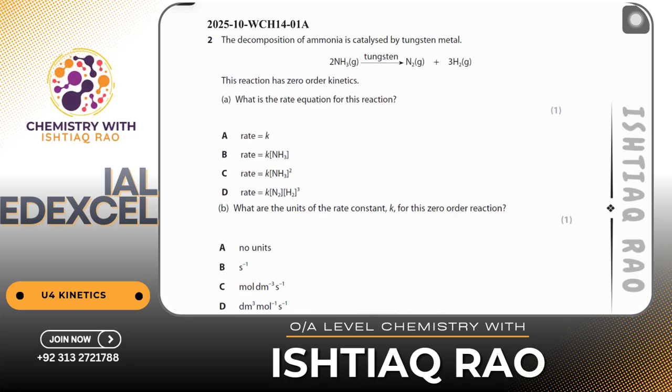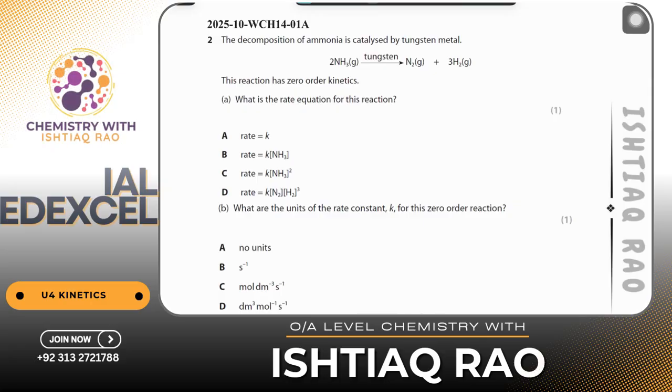So today we are going to discuss Kinetics Past Papers, right? So this is Unit 4 Edexcel. Question number 2 says the decomposition of ammonia is catalyzed by tungsten metal. The reaction has zero order kinetics. What is the rate equation for this reaction?